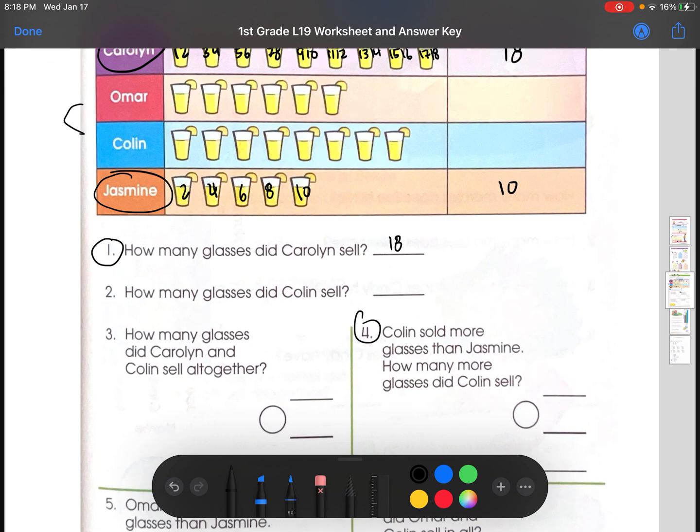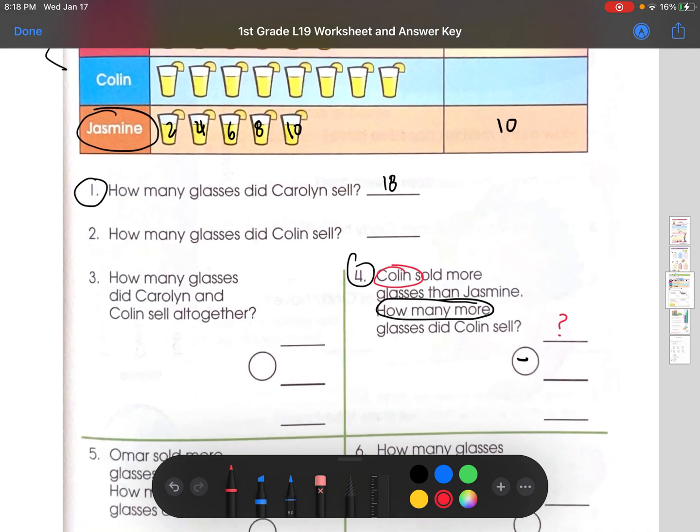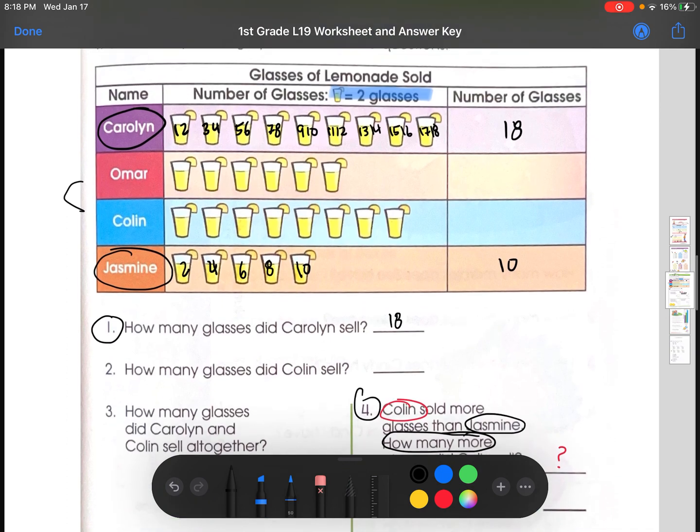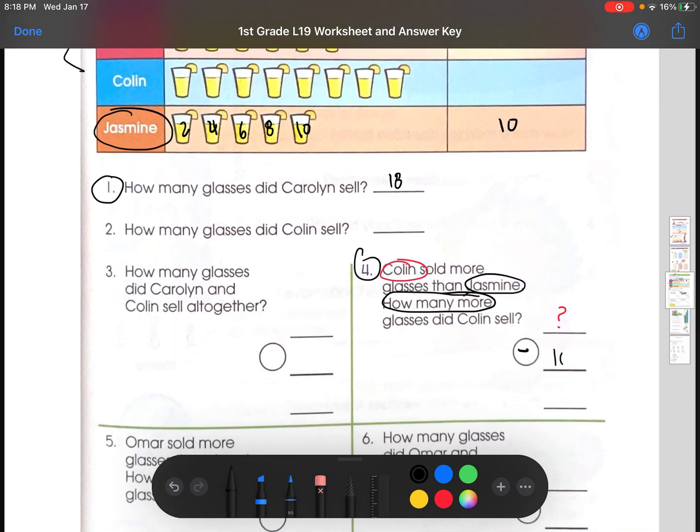Colin sold more glasses than Jasmine. How many more glasses did Colin sell? So we know that Jasmine has 10. Also, this is a how many more question, right? That means it's subtraction, so it'll be a minus sign. And if we're trying to figure out Colin's, then his number would be at the top. To make it easier for you, Colin is red, so his number would be at the top. And Jasmine, on the other hand, we know how many she has. We counted earlier, didn't we? 10. So 10 is the second number.